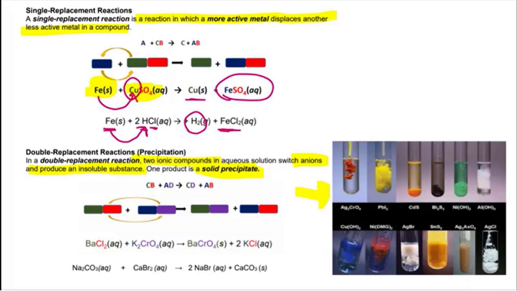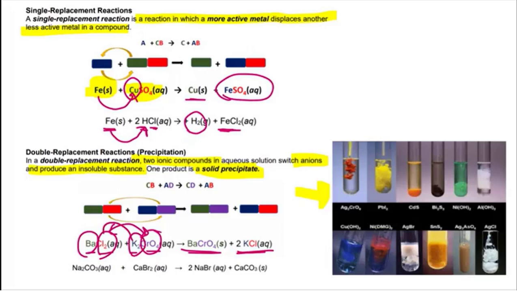So essentially, don't be confused about this. I've got barium chloride and potassium chromate. Essentially what's going to happen is you can swap the chlorine and the chromate. So then I would have barium chromate instead of barium chloride. And then potassium would be with the chloride, potassium chloride.